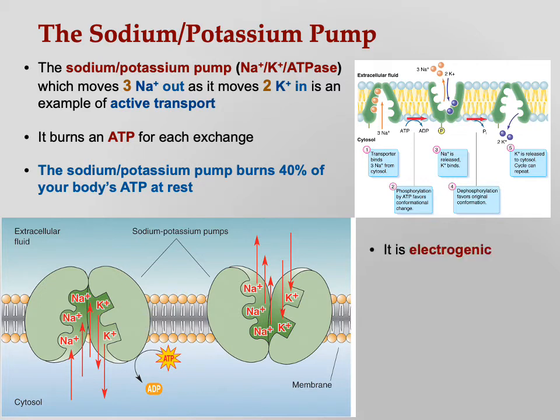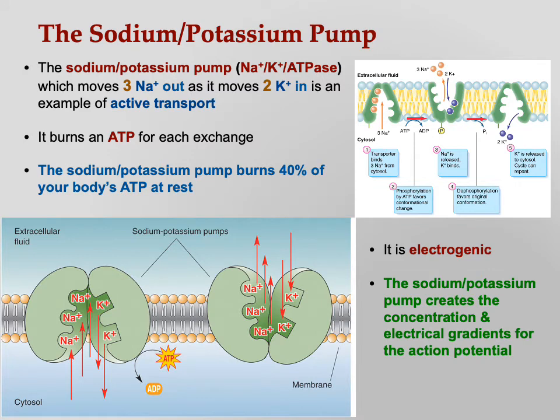We say that this pump is electrogenic because it moves 3 sodiums out and it moves 2 potassiums in. So notice it's moving 3 positives out and only 2 positives in. Therefore, what's going to happen? The outside of the cell is going to be more positively charged, and the inside of the cell is going to be more negatively charged. I mentioned this before. The inside of the membrane on an axon is going to be relatively negative. The outside is going to be relatively positive. So the sodium-potassium pump creates the concentration and electrical gradients that are going to allow the action potential to work.